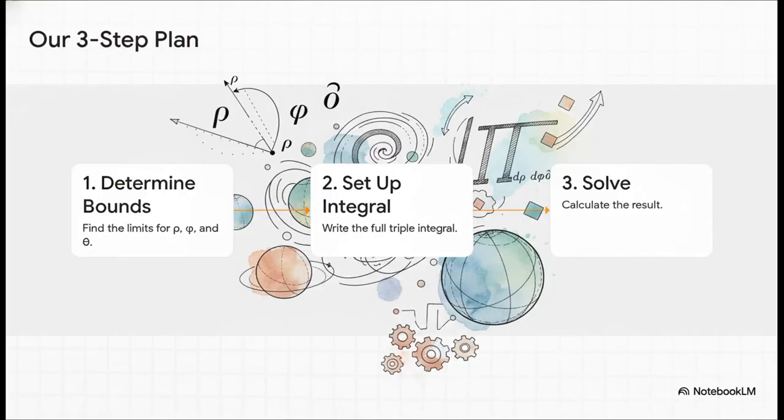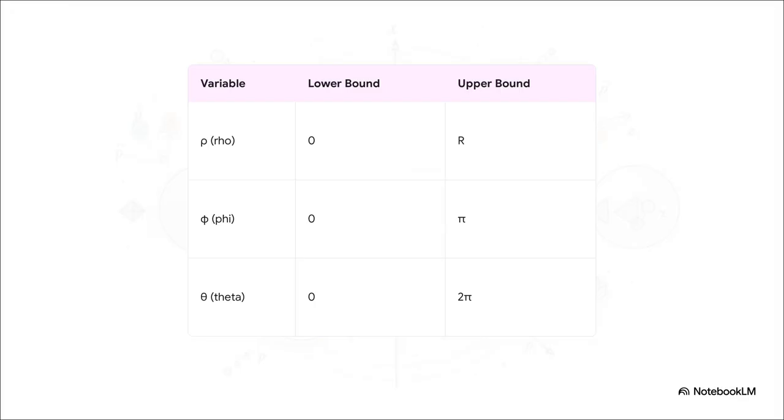And for every single one of these problems, we're going to follow a simple, repeatable three-step plan. Step 1, figure out the bounds for rho, phi, and theta. Step 2, write out the complete integral. And step 3, solve it. So for a sphere of radius r, what are the bounds?